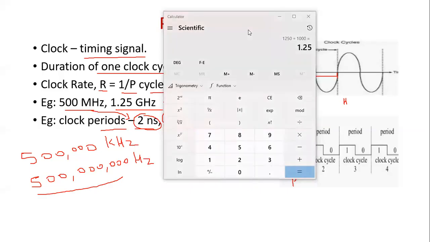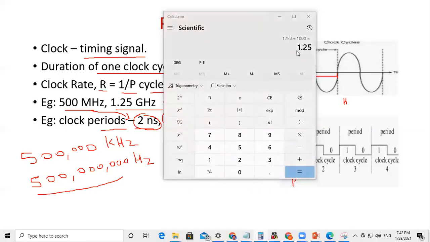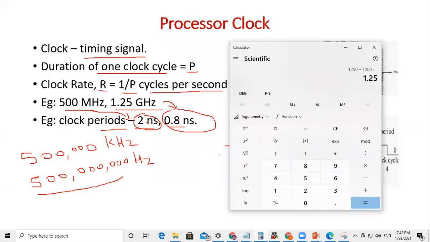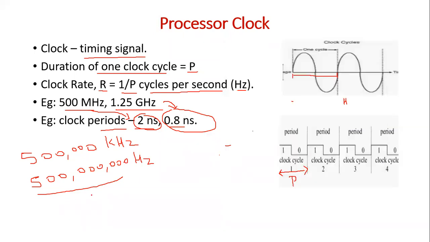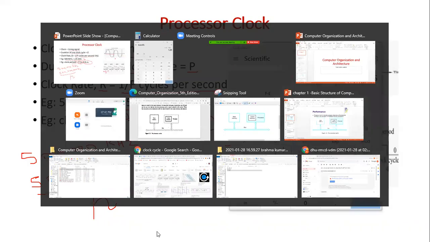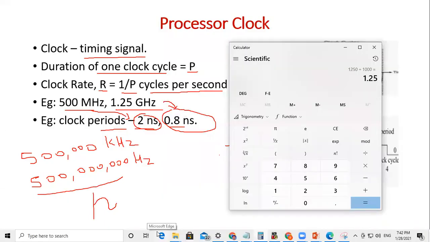Say, for example, let us take this 2 nanoseconds. It means that one clock cycle takes only 2 nanoseconds. Okay, so in 1 second, how many such 2 nanoseconds are there? First, we should know that.